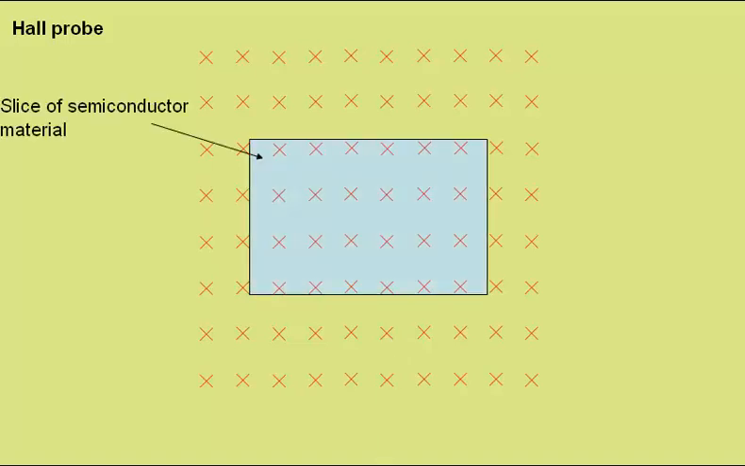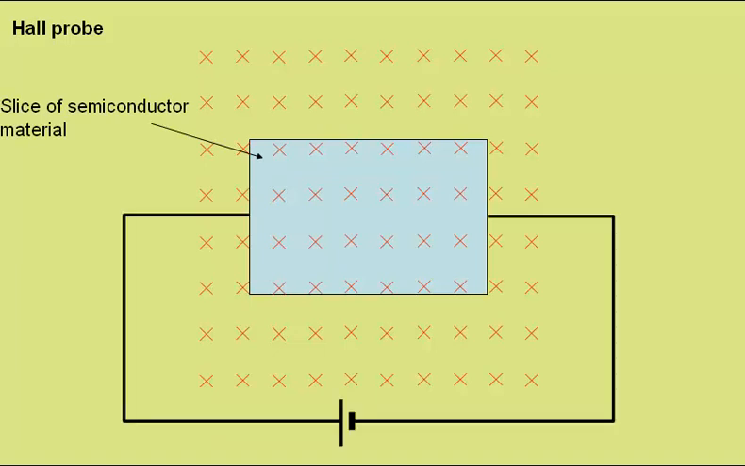First we'll look at the Hall probe, measuring this region of uniform magnetic field going into the screen. The main part of a Hall probe is a slice of semiconductor material. We pass an electrical current through this, which in this case will involve electrons moving from right to left, shown here with the speed v.